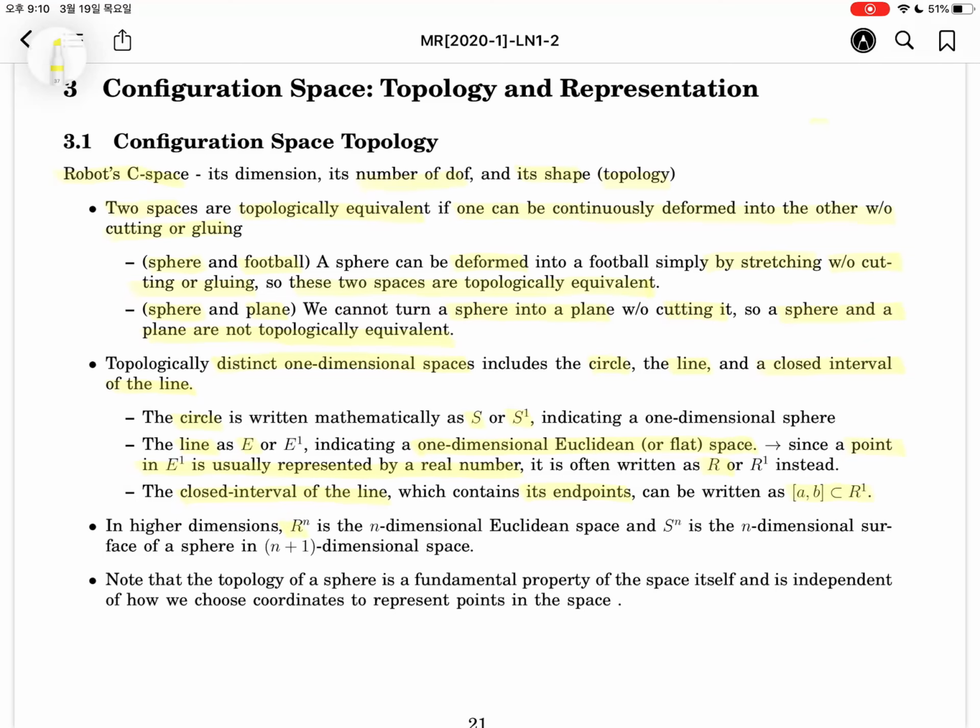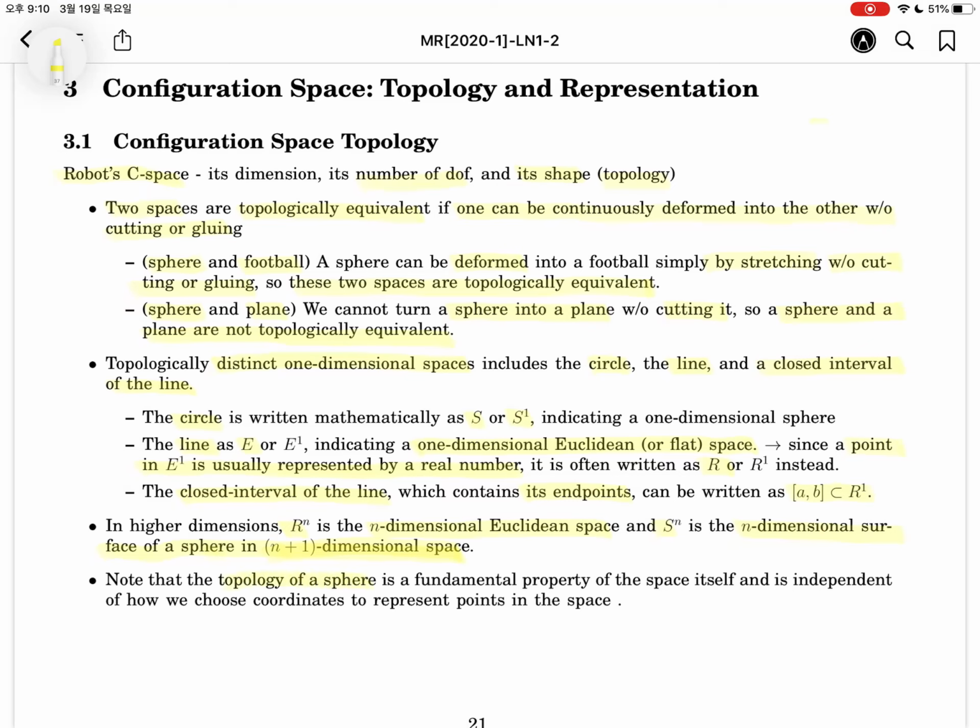In higher dimensions, Rn is the n-dimensional Euclidean space. Sn is the n-dimensional surface of the sphere in the n plus 1 dimensional space. Let's take an example. S2 is the two-dimensional surface of the sphere in three-dimensional space. Can you understand the surface of the sphere? It will be denoted by S2.